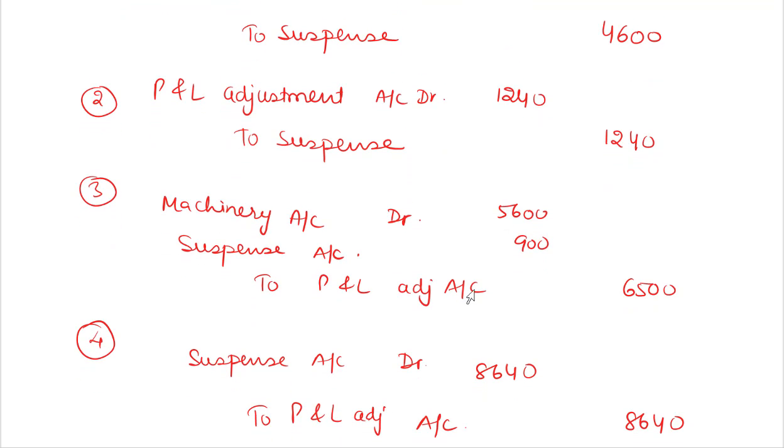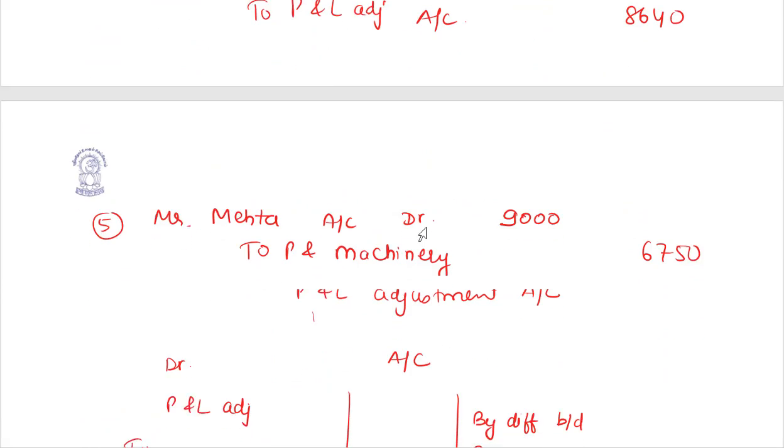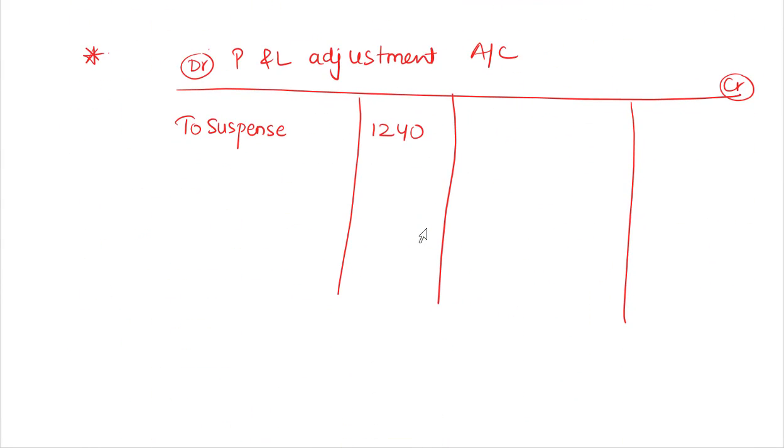Third entry, profit and loss adjustment account is there. Machinery, that is 5600, and suspense, that is 900, will be recorded on the credit of P&L adjustment account. So we will write by machinery and we will write by suspense, that is 900 over here.